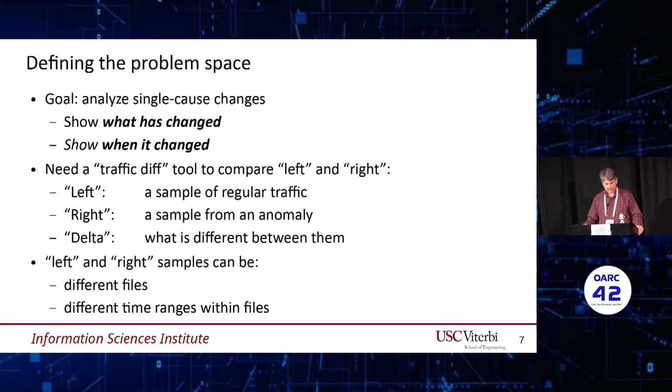So my goal was, let's look for these single cause changes, find out what changed, find out when it changed, and then look at a delta in order to do that, right? What was the summary between these two different things? What was in the regular traffic, what was in the anomaly traffic, and find the difference.